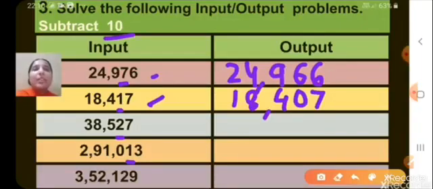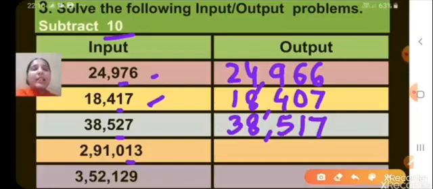Now let's move to the next number, that is 38,527. So what will we subtract? We will subtract 1 from the digit at the tens place. And what is the digit at the tens place here? 2. So 2 minus 1, what will we get? 1 only. So what will be in the output column here? 38,500. 2 minus 1, 1, and we will get 7. Okay. Now let's move to the next number.